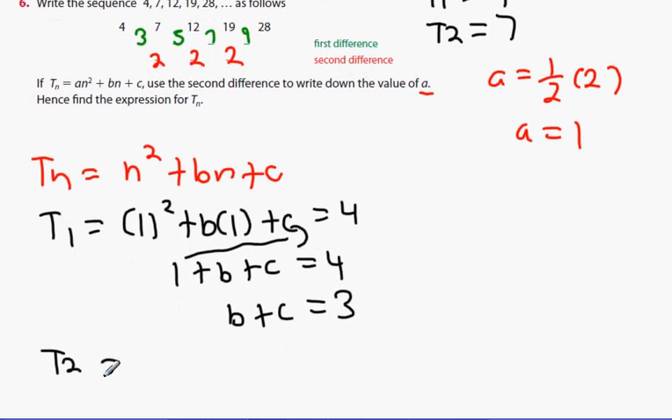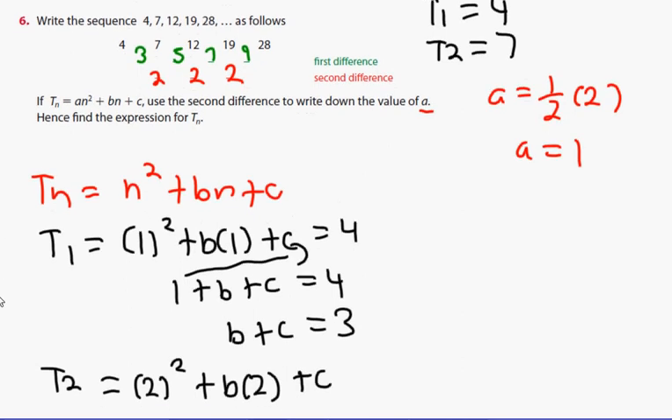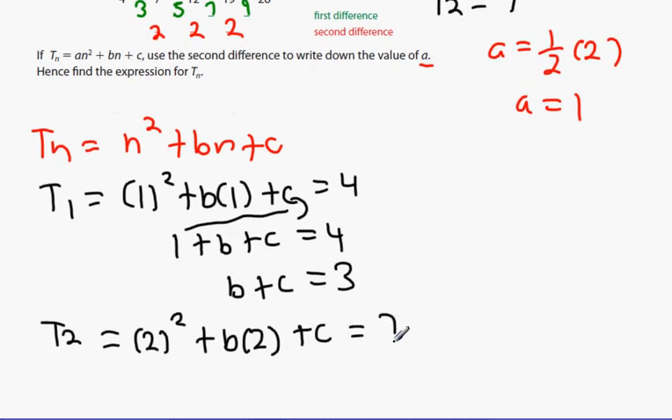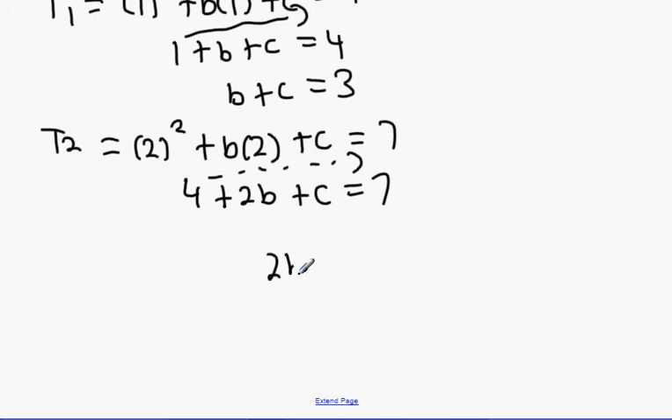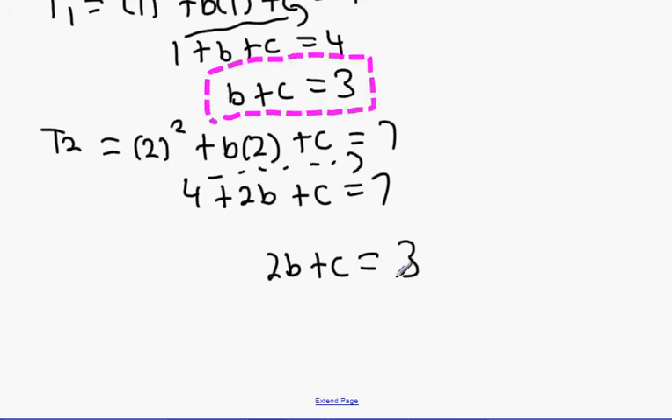T2 is 2 squared plus b times 2 plus c, and all of this equals 7. 4 plus 2b plus c equals 7. Bring over the 4. And what we get here is 2b plus c equals 7 minus 4, which is 3. How many people got the two equations out? Okay, so we're working off smaller numbers now.